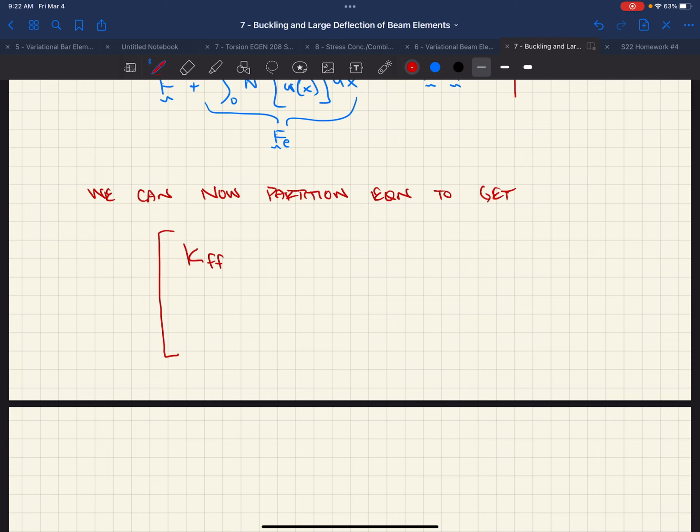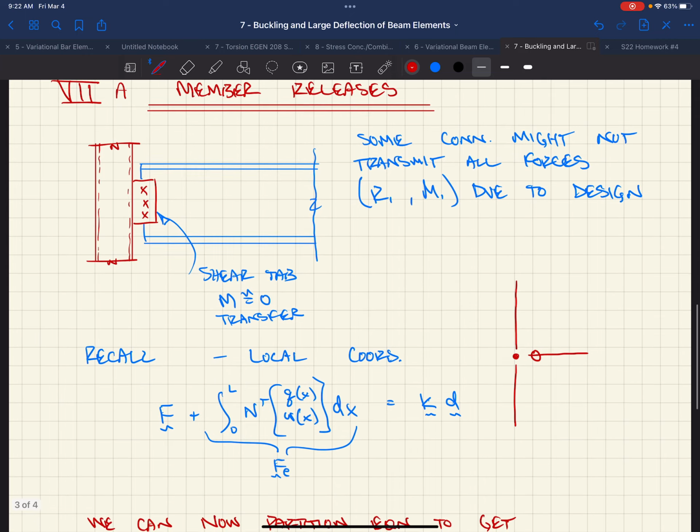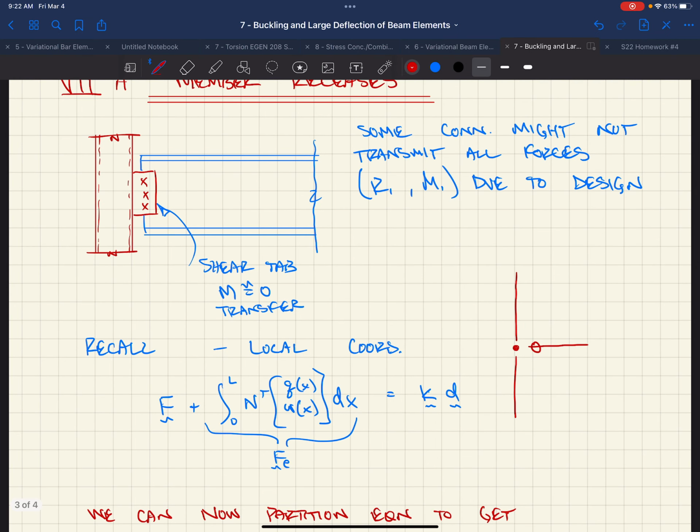So we end up moving, right? In this case, if we had a beam that was framing into it, right? We're going to have some degrees of freedom. We're going to have U1, V1, right? And rotation at 1. So we have 3 degrees of freedom. So we have 6 degrees of freedom for this beam.